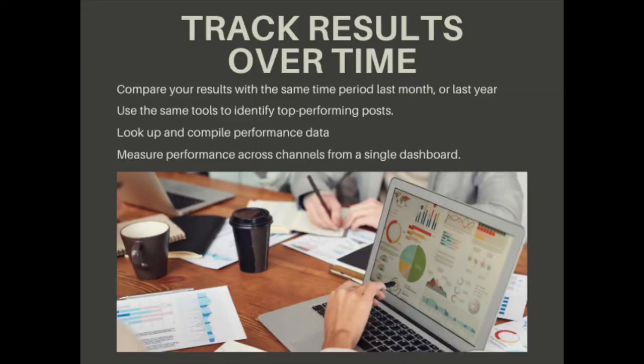It's a good idea to compare your results with the same time period last month or last year. Over time, this will allow you to spot regular seasonal variations, which will also make it easy to spot any unusual changes in real time. And where to find this information? Well, it's the same tools you use to identify your top performing posts. You can look up and compile performance data from every social network you're active on, or use a tool to measure performance across channels from a single dashboard.